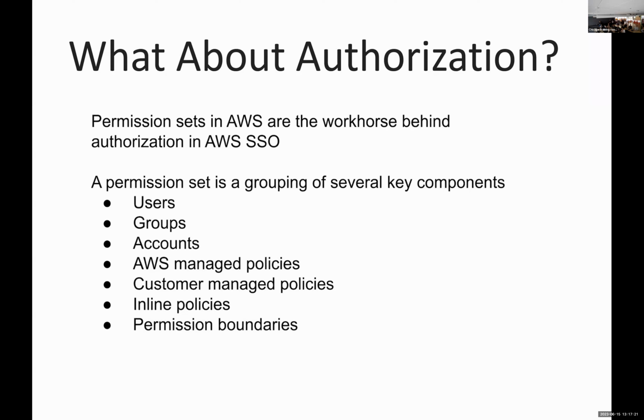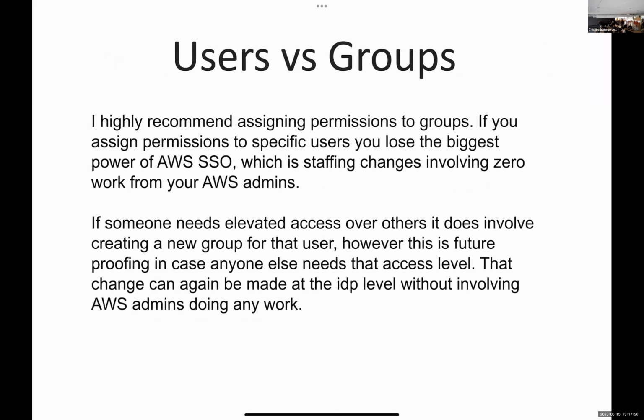You have users and groups. Groups also can be pushed out of your IDP. So if you've got AWS admins, junior admins, high trust developers, low trust developers in groups, you can push all those groups automatically as well. A permission set also has accounts, AWS managed policies, customer managed policies, inline policies, and permission boundaries. Permission boundaries is kind of an advanced topic if you guys haven't played with that before, so we're going to skip that one for this. But one of the things I want to discuss when you're creating a permission set is users versus groups.